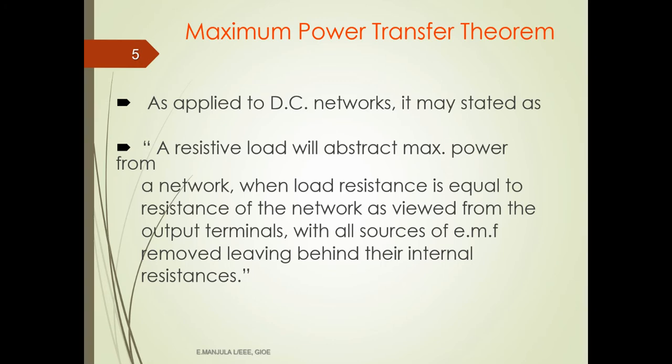As applied to DC networks, the statement of the maximum power transfer theorem is that a resistive load will abstract maximum power from a network when the load resistance is equal to the resistance of the network as viewed from the output terminals, with all sources of EMF removed, leaving behind their internal resistance.